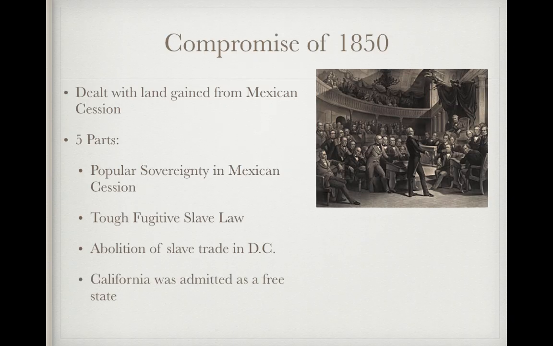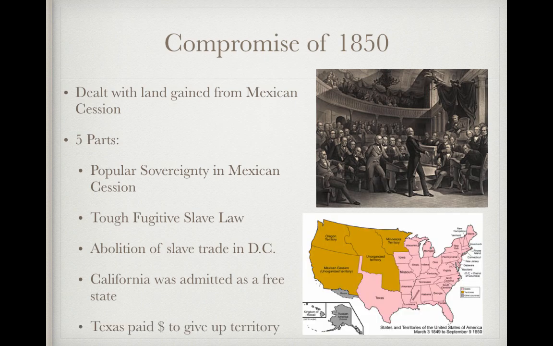California was admitted as a free state, the fourth part of this, and that upset the balance of free and slave states. And finally, the fifth part, Texas was paid money to give up their territory. Because if you look at this map here, this is what Texas was claiming, all this area in pink. Many people did not want that big of a state, so Texas was given money to give up this territory over here.